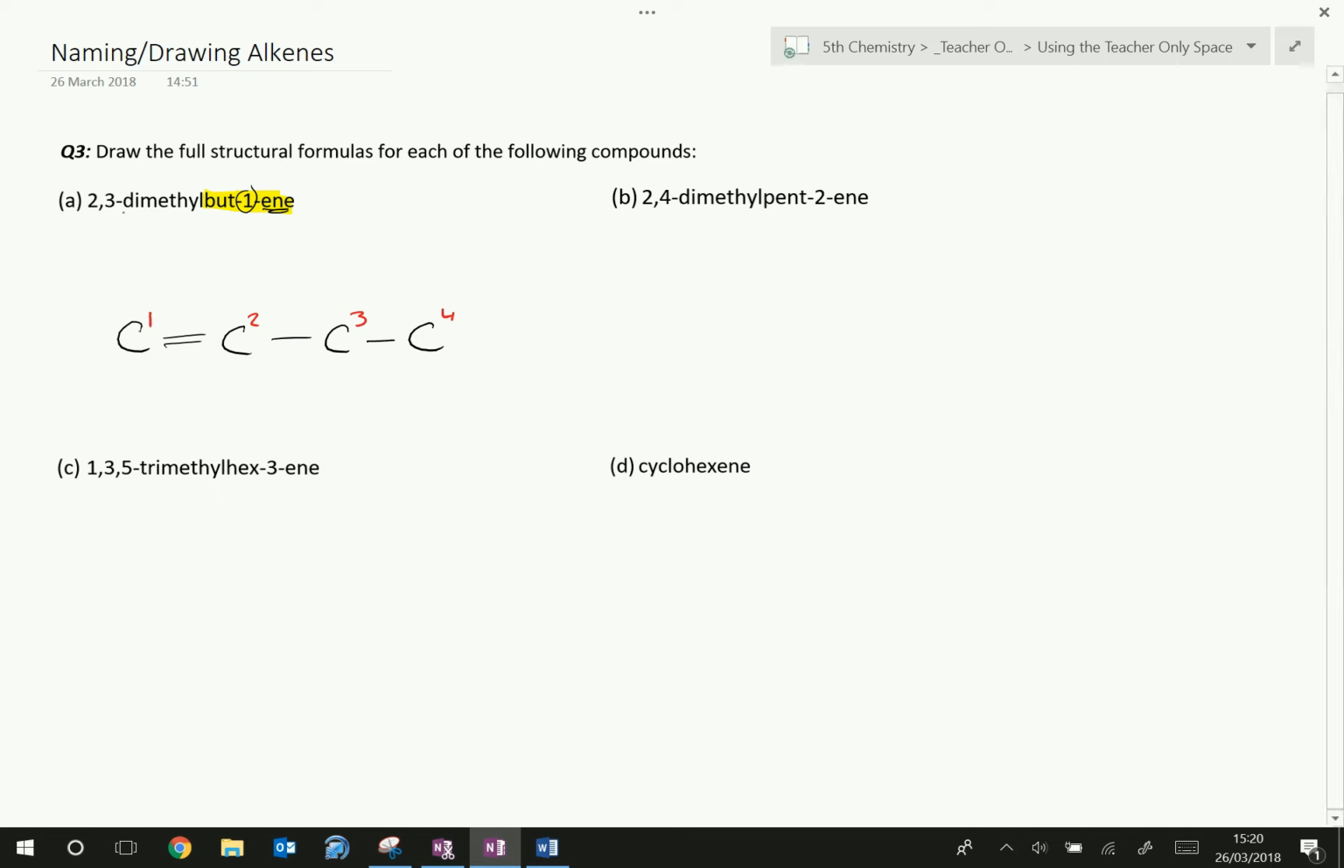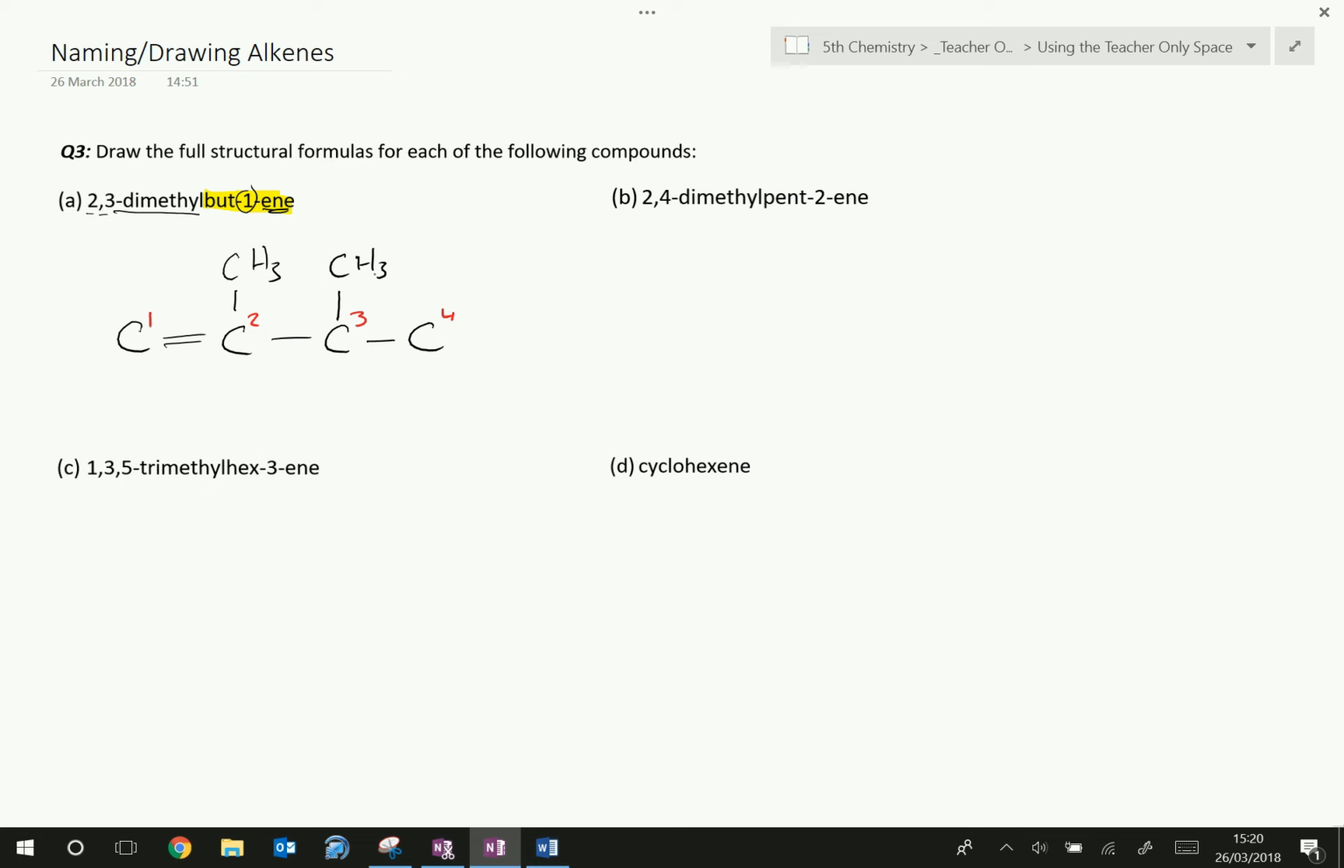Then I get onto my branches. So my branches, I have 2 methyl groups. One on the second carbon, one on the third carbon. So I'm going to put a CH3 on the second carbon, that's a methyl group, and another methyl group on the third carbon. So I have all my branches in. I have my parent alkene in.